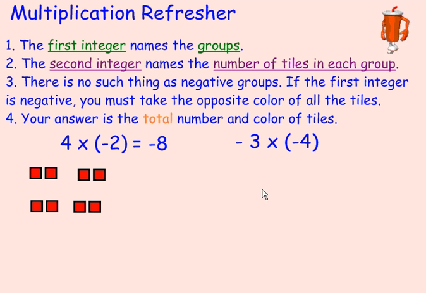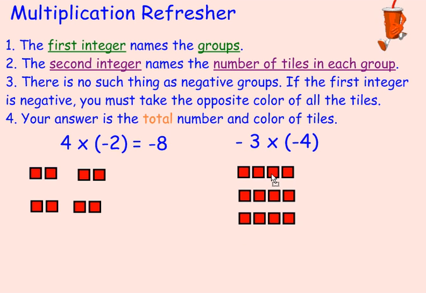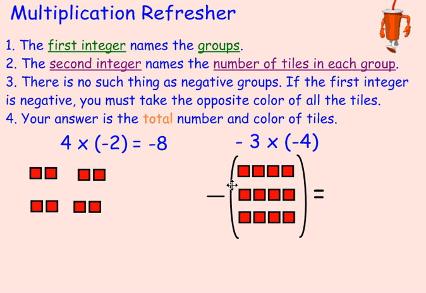But in the second problem, we start out with a -3. If our first integer is negative, we're going to have to do something special with our tiles. First, we start with 3 groups of -4. 1, 2, 3 groups of -4. Then, I will need to take the opposite color of those 3 groups of -4 because our groups are negative.